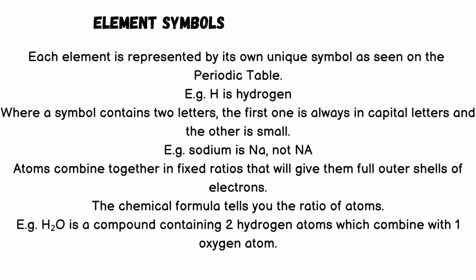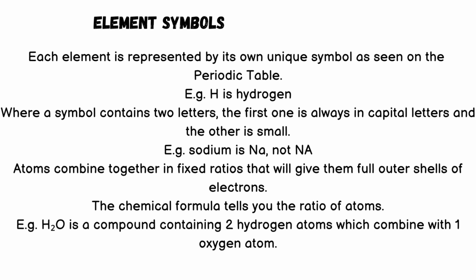Today I would like to talk about the concept of stoichiometry. First, let's see about the symbols of the elements. Each element is represented by its own unique symbol as seen on the periodic table. Example, H is hydrogen. Where a symbol contains two letters, the first one is always a capital letter and the other is small. Example, sodium is Na, not capital N and capital A.